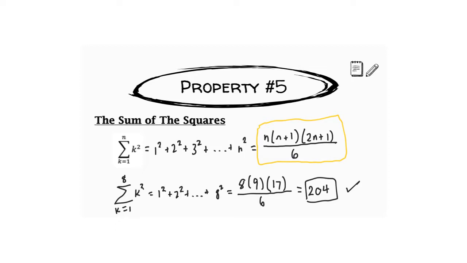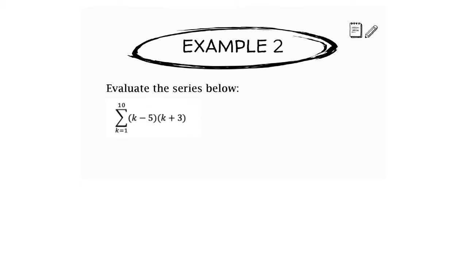Let's look at an example. In this example, I'll show how you can use the properties of sums that we've established to evaluate this particular series. The very first thing that we should do is take those binomials and multiply them out so that you get k squared minus 5k plus 3k, or minus 2k, minus 15.